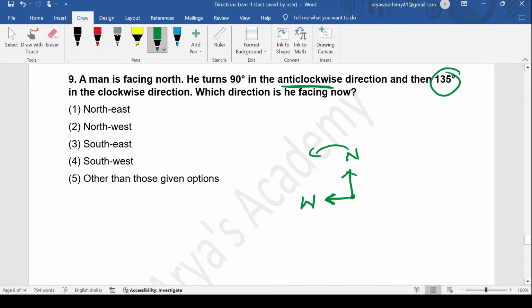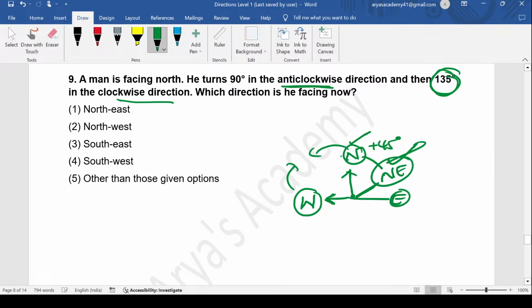And then 135 degrees in clockwise. Clockwise means I have to move towards right. From west I have to move towards right. If I go 90, I will be at north, but it is given as how much? 135. So 90 plus 45. So after coming towards north for 90, I have to add another 45. If I add 45 to north, I will be somewhere here in the middle. This is actually east, but I won't be reaching east. I will be in the middle, which is actually northeast. So the correct answer is northeast.